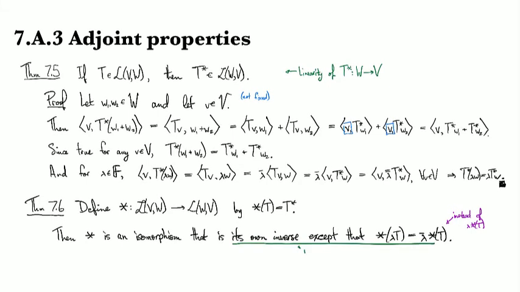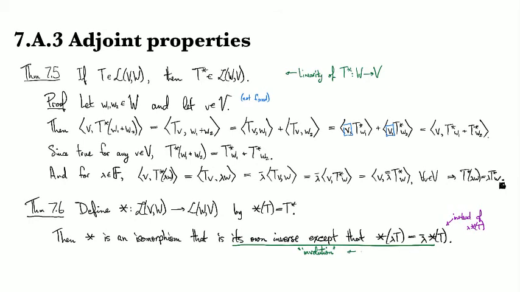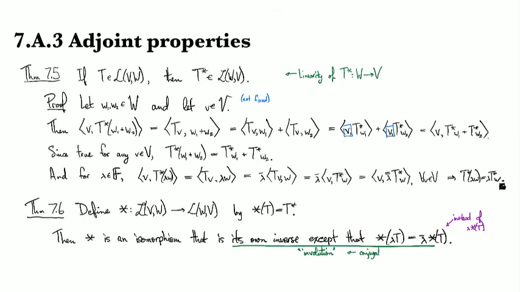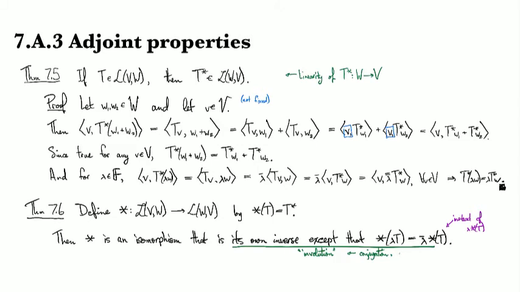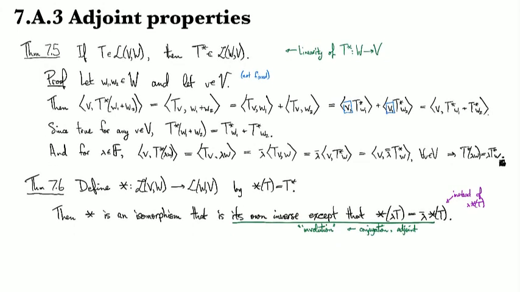This is called an involution. And the two main examples are conjugation is an involution, right? Conjugation is linear and everything else. And then adjoint. There's other examples, but they're a little more exotic.